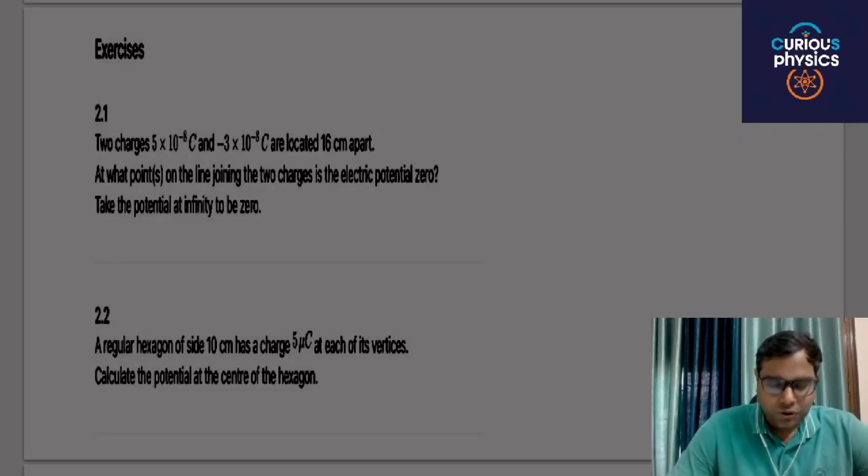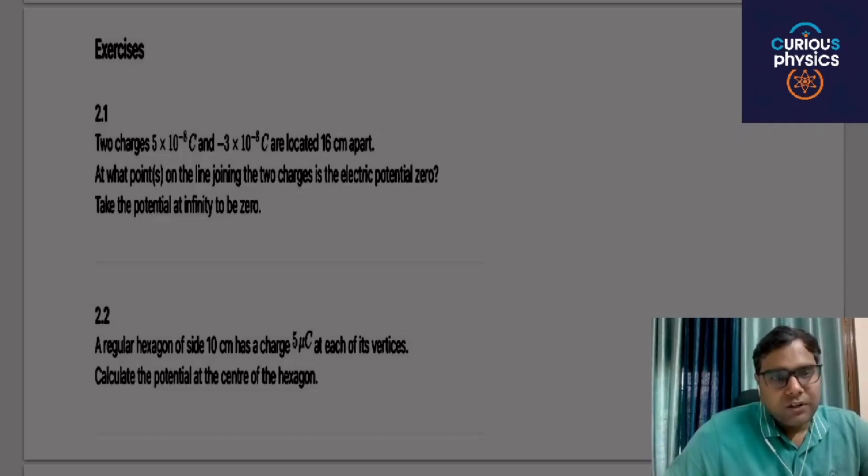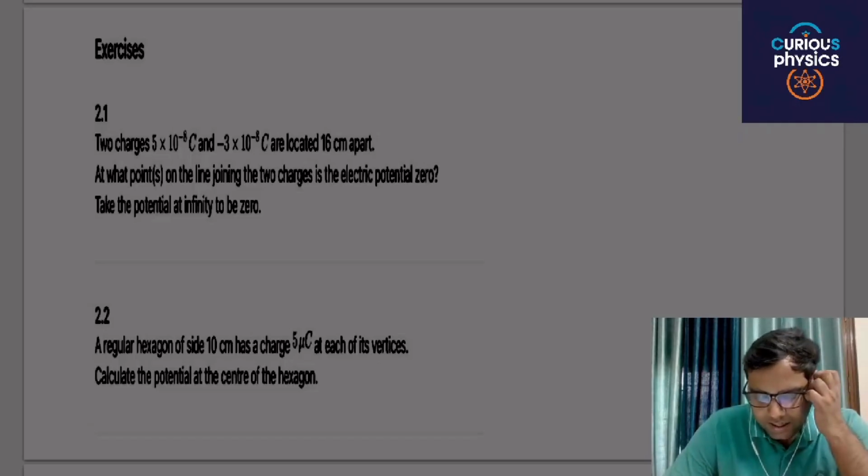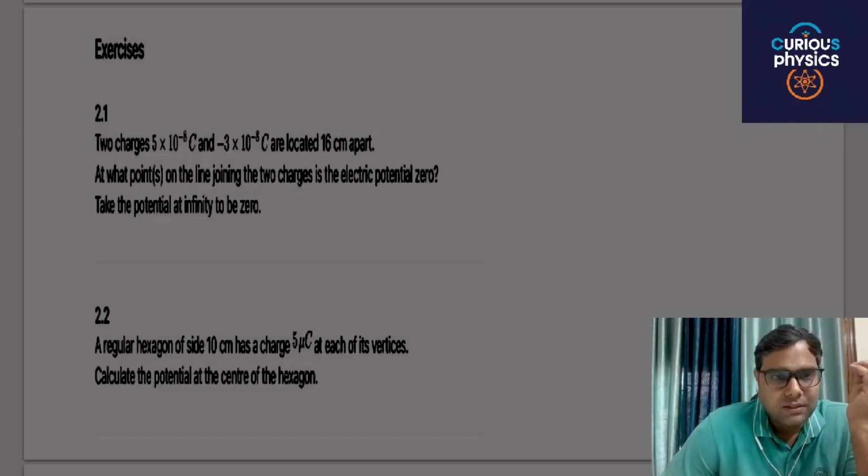So the first question of the exercise is: two charges, 5 into 10 raised to power minus 8 and minus 3 into 10 raised to power minus 8, are located 16 centimeter apart.